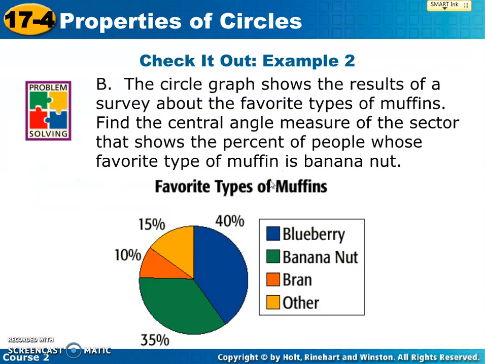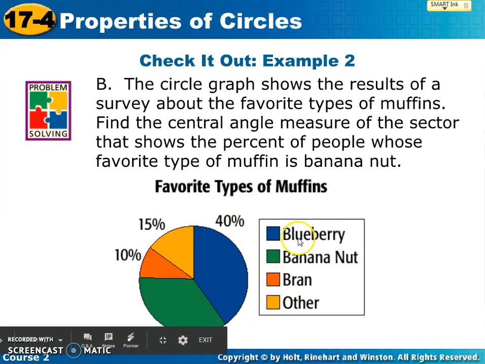We're going to try another one. You don't have to write this one down, but please follow along as we go through this. The circle graph shows the results of a survey about the favorite types of muffins again, and this time we're going to find out what the central angle is of the banana nut muffin. The banana nut muffin is represented in the green, and that's 35%.